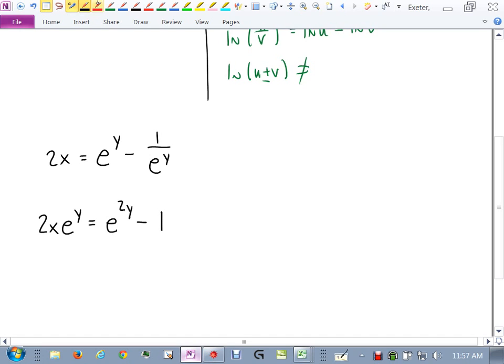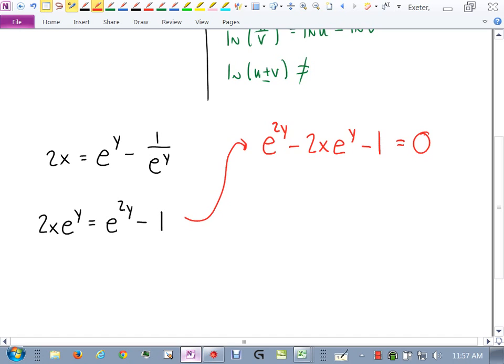Look, I'm going to move everything to one side. So e to the 2y, I'm going to leave it on the right side. I'm bringing over 2x e to the y, and I still had a minus 1 over there equals 0. Okay, does everyone see this? Just move this term to the right side.